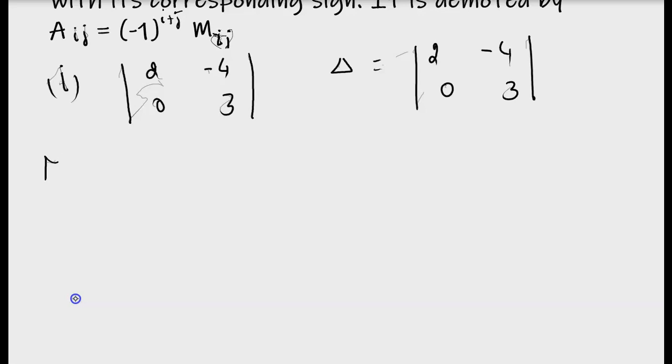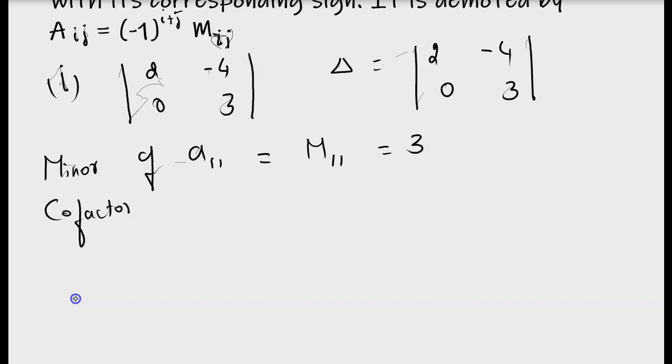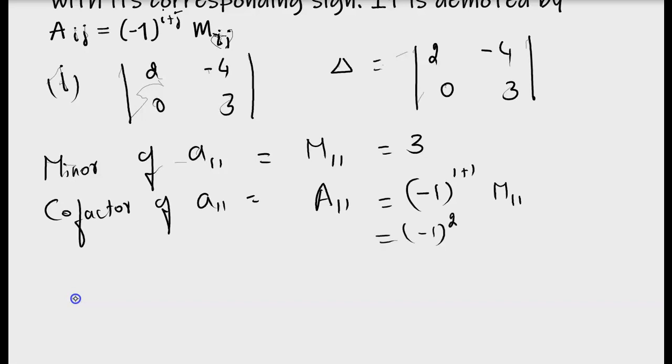So minor of a11, I can write as M11, is equal to 3. Cofactor of a11, I can write as A11, is equal to minus 1 to the power of 1 plus 1 times M11, which is nothing but minus 1 to the power of 2 into 3, which is equal to 3.